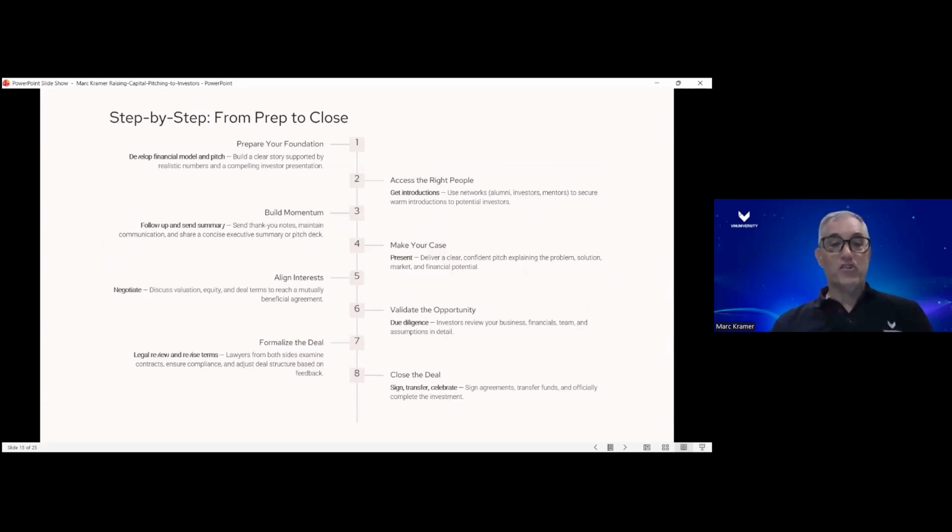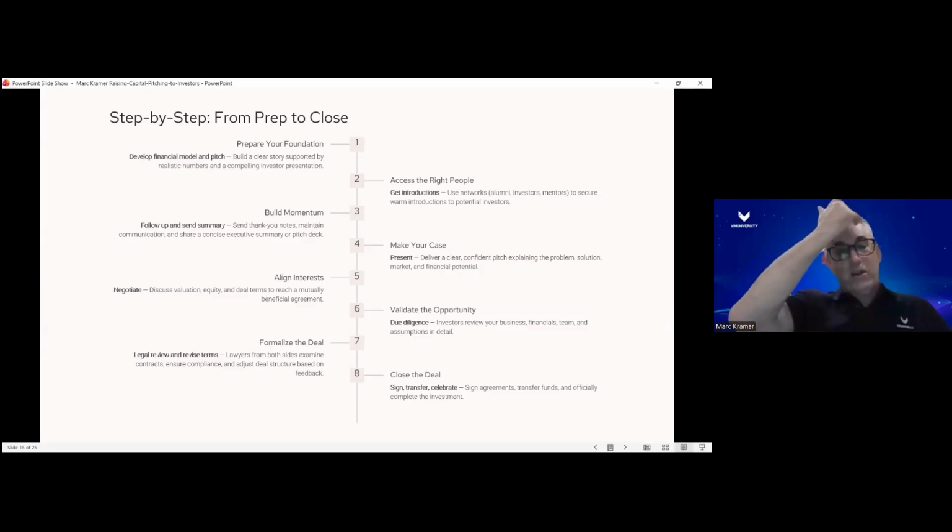Step-by-step preparation to close. You have to prepare your foundation, develop your financial model and pitch. You need to access investors that understand what you're doing. You don't want to just take anybody's money. You want to take investor money from people who understand the market, can open doors for you, and are a good source to provide feedback on what you're doing. You just don't want somebody who invests hoping to draw the winning lottery ticket, because they often become impatient. So you want to find patient, smart money that can help you grow the business.